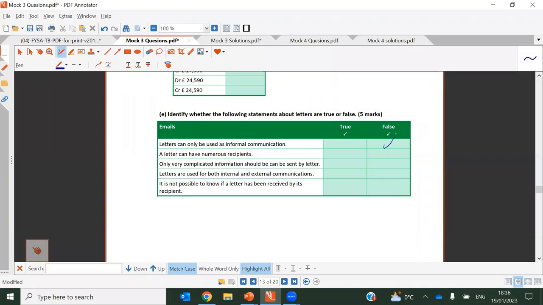A letter can have numerous recipients. Traditionally, of course, a letter is, you know, a one-to-one. But I'm sure you have all had junk mail. So even if it's not just a leaflet, you can actually get letters being written to you that are not actually aimed at you, and that letter has gone to hundreds and hundreds of different people, so circulars essentially.